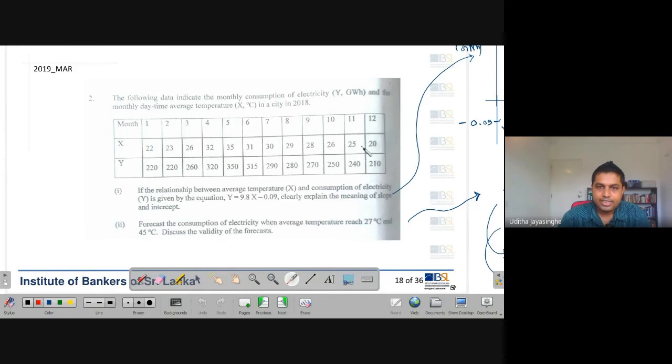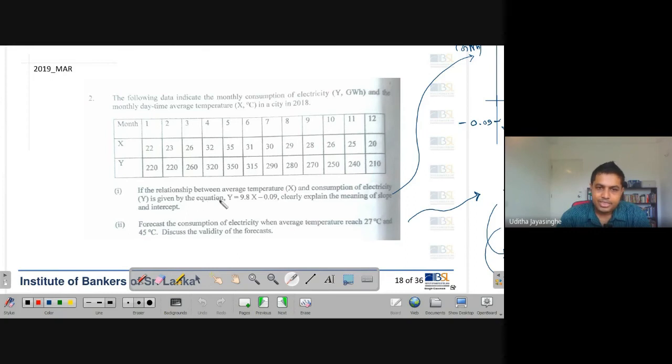And then the Y variable, the dependent, is the consumption of electricity. Let's see whether they are going to find a relationship, whether it's a town in Moratuwa or in Colombo, whether the temperature is going to make any difference for the electricity consumption.